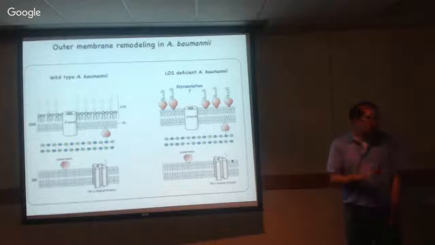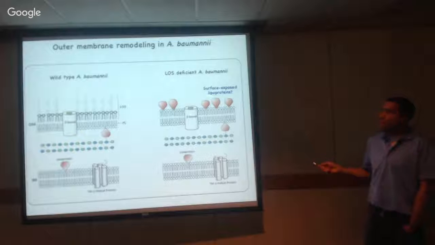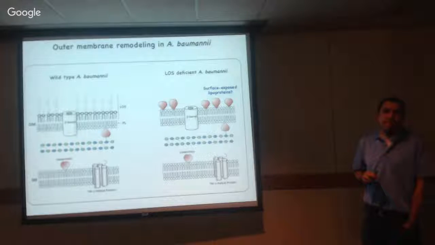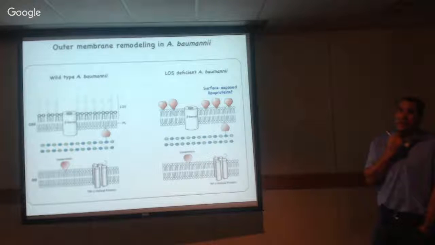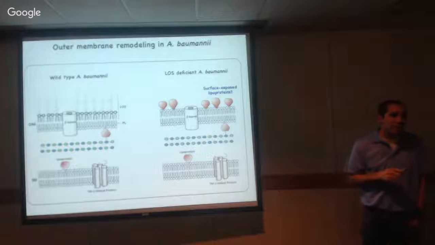I was wondering, have you measured the concentration of the surface-exposed protein versus the concentration of LOS traditionally found in bacteria? No, we haven't. Okay. It'd be a good experiment to do, for sure.